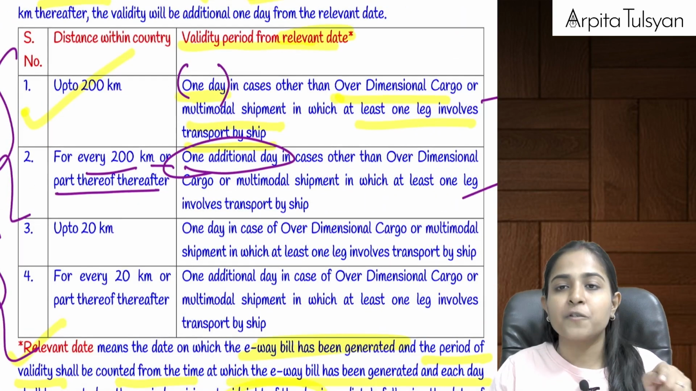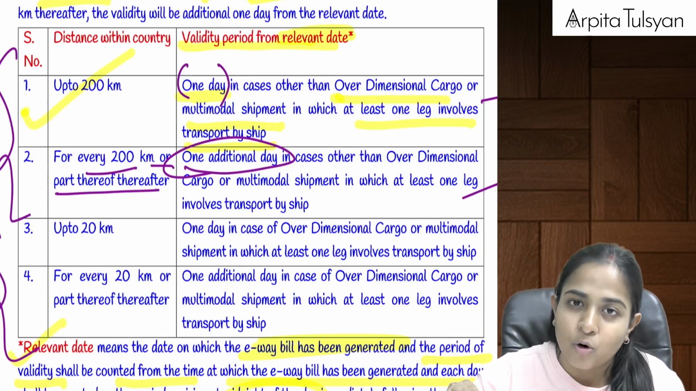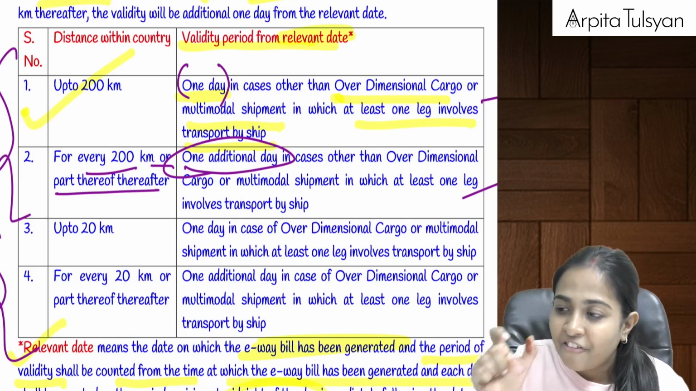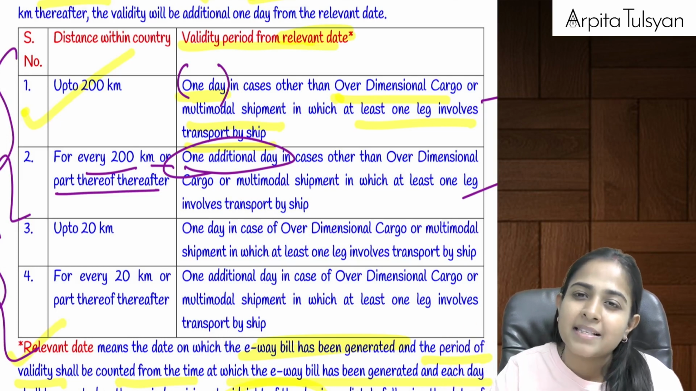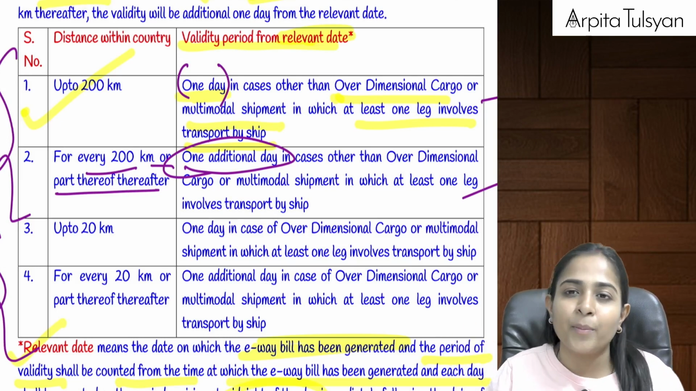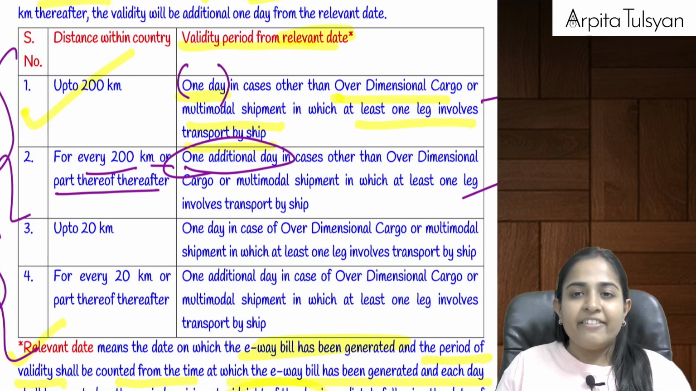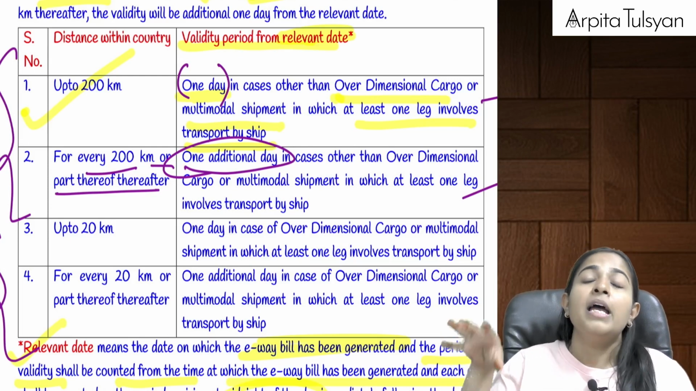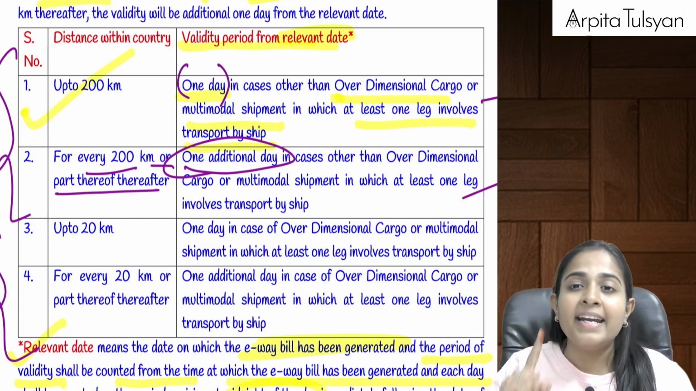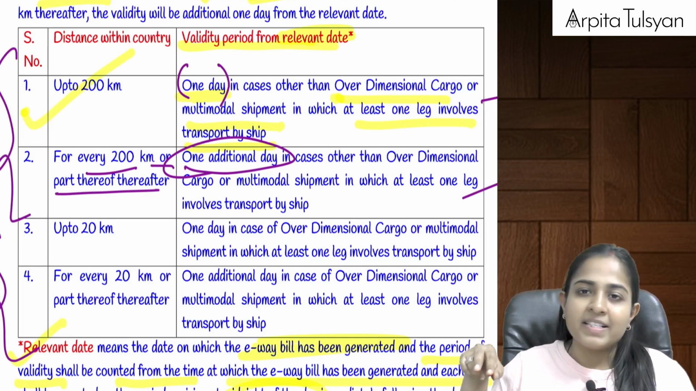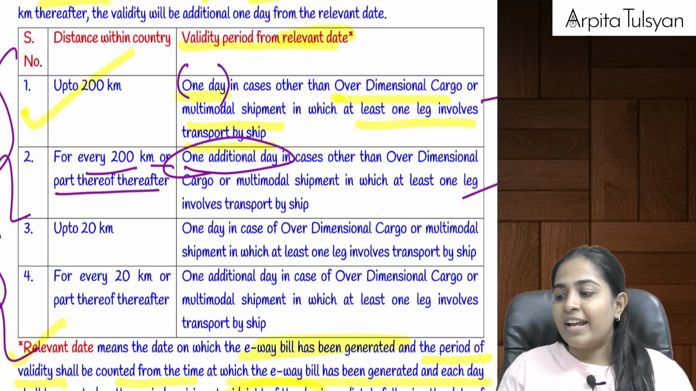Again I'll divide it. First part is normal cargo. Second part is when the transportation is done by over-dimensional cargo or multimodal shipment, where one leg will be transported by way of ship. So can we see in case of over-dimensional cargo, the speed will be less, and in case where the shipment is going to be done by ship, the speed will be definitely less. So in that case, in case of over-dimensional cargo, etc., the e-way bill will be valid for a period of 1 day for every 20 kilometers. Can we say the distance traveled will be available, right? So for every 20 kilometers, validity is equal to 1 day.